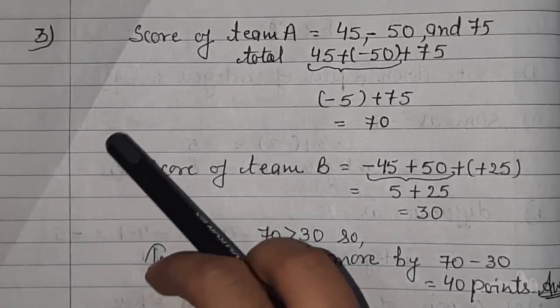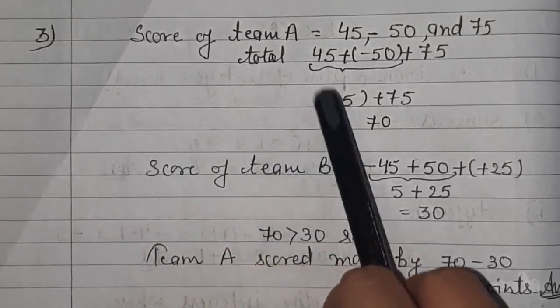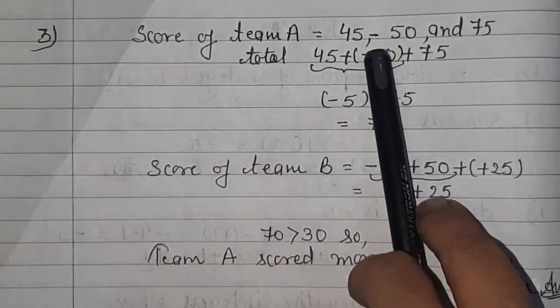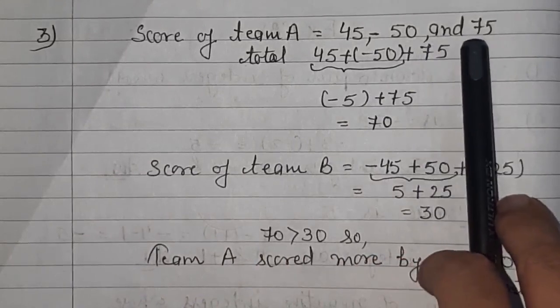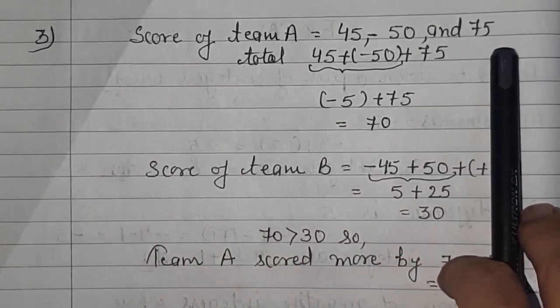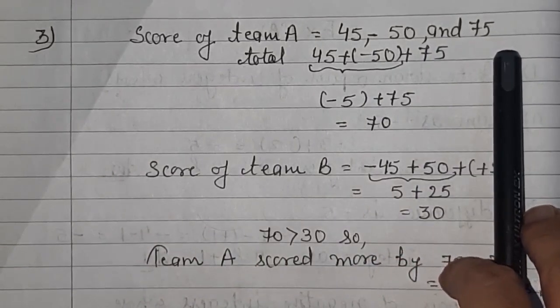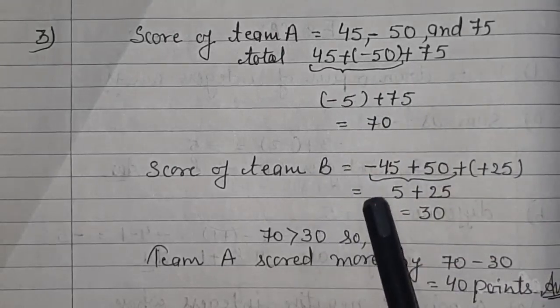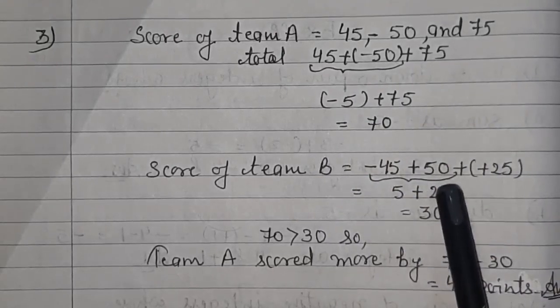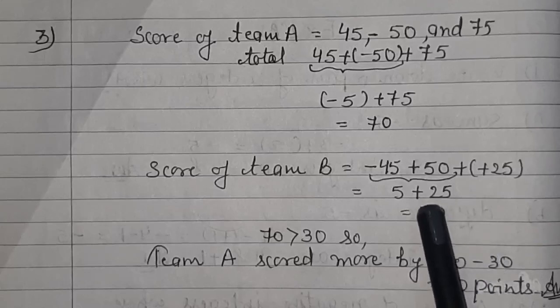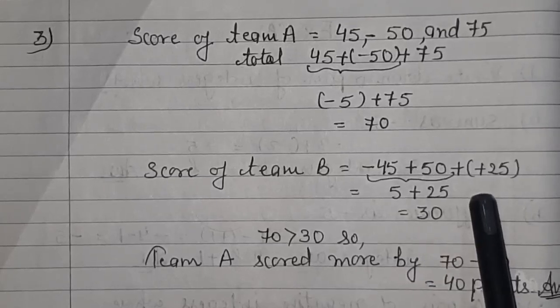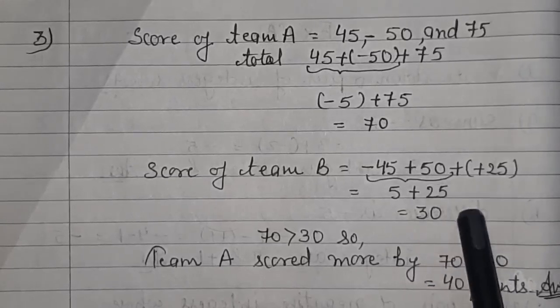Now come to sum number 3. In a quiz, team A scored 45, minus 50 and 75 in 3 successive rounds, whereas B scored minus 45, 50 and 25. Which team scored more and by how much?